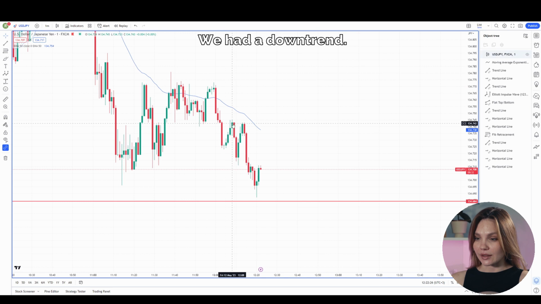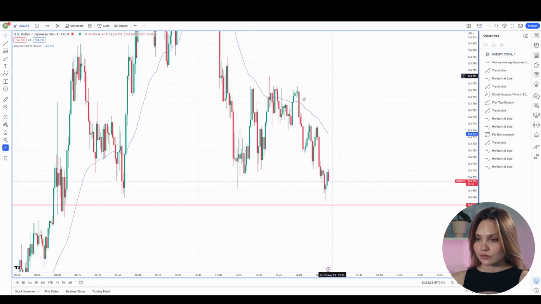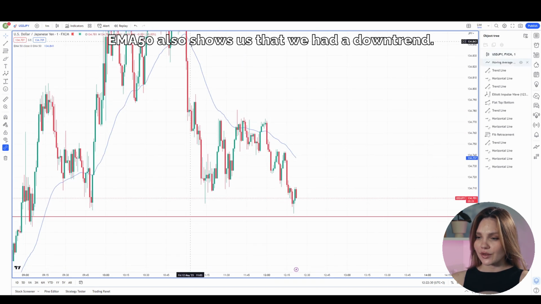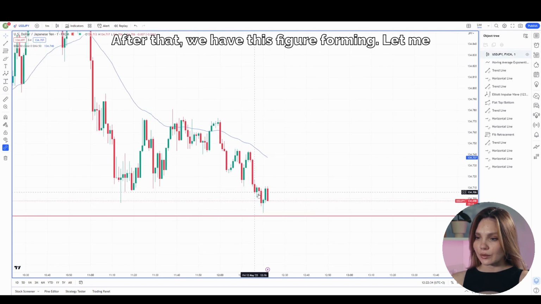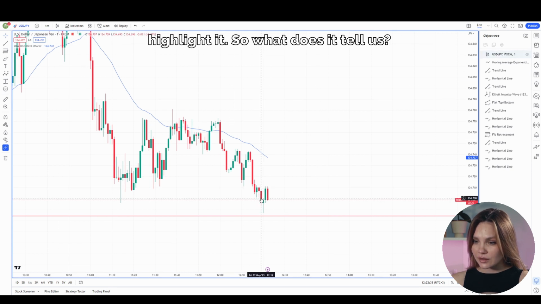We had a downtrend. EMA 50 also shows us that we had a downtrend. After that, we have this figure forming. Let me highlight it. So what does it tell us?